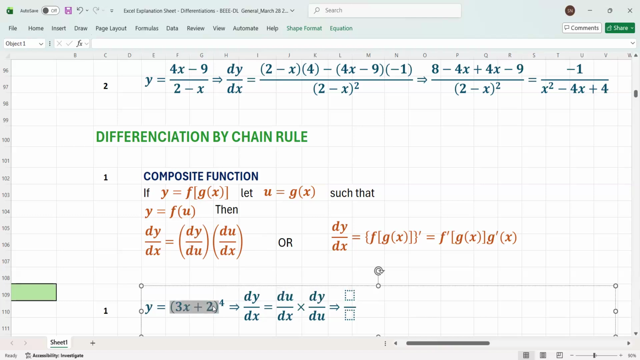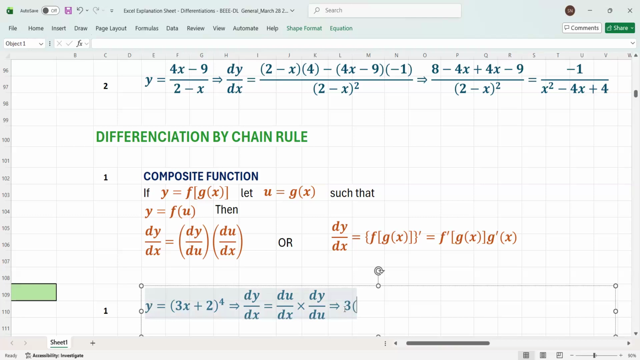If u is equal to this, du/dx will be differentiating 3x plus 2. If I differentiate 3x plus 2, I'm going to get the value 3. This is not supposed to be a fraction.